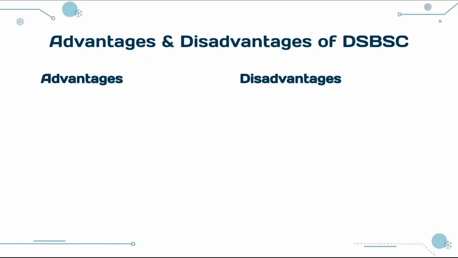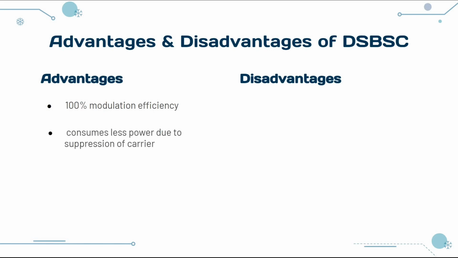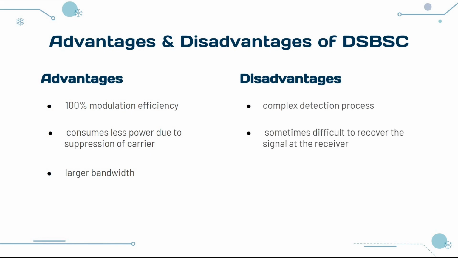Last but not least are the advantages and disadvantages. The advantages include 100% modulation efficiency, it consumes less power due to suppression of the carrier, and larger bandwidth. The disadvantages include a complex detection process, it is sometimes difficult to recover the signal at the receiver, and it is an expensive technique when it comes to demodulation of the signal.